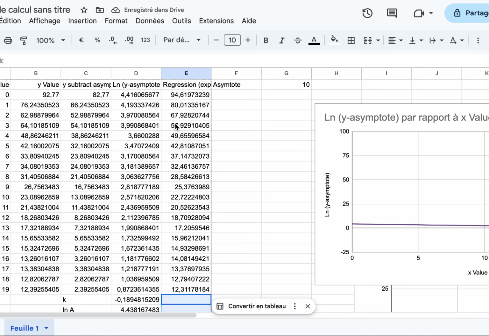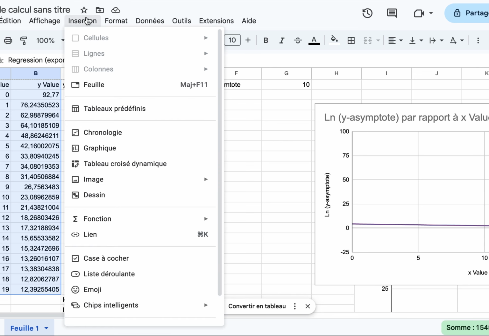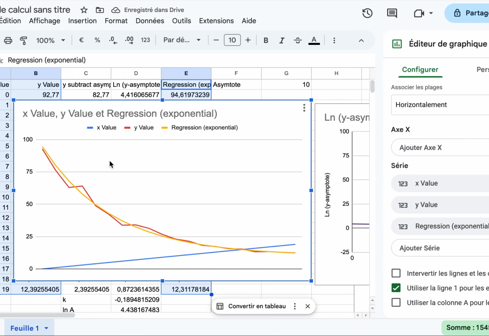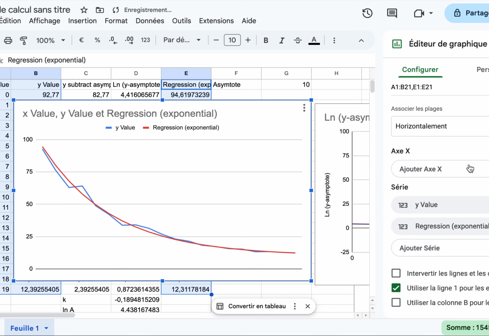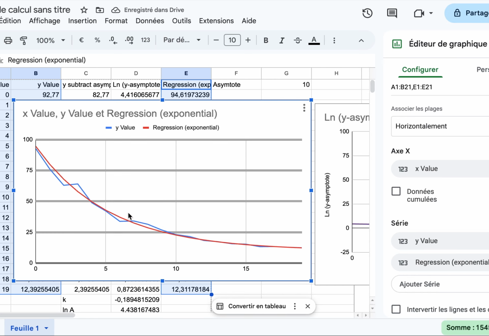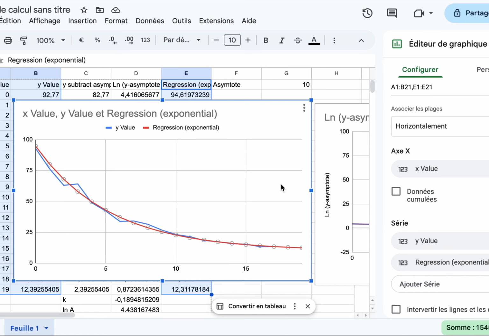Now let's see what our regression line looks like. I'm going to plot this one with the y values that we had originally, along with the regression curve that we've got now. Insert graph. It's added in. I don't want this as an x value, that can be deleted out, and the x-axis needs to be my x values. So there we go. This actually looks like a pretty good curve. It fits really well.